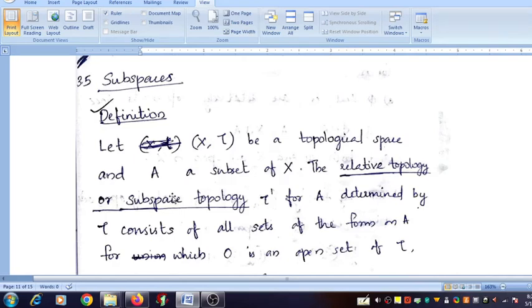Hello, welcome to this video. In this video we are going to define subspaces of a topological space. So let X be a topological space.